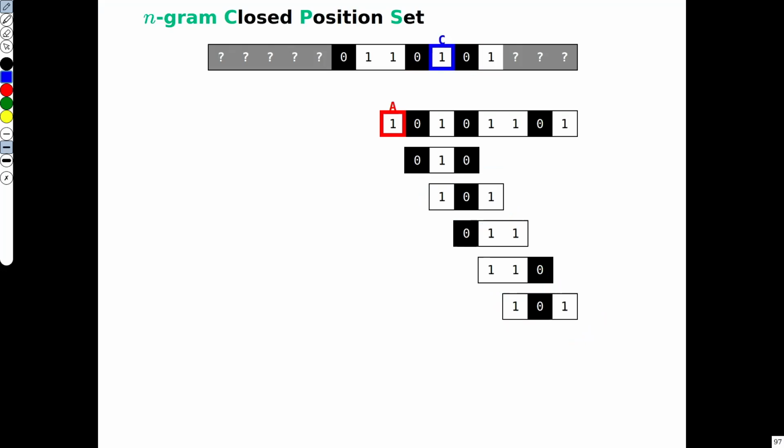Of course, we're not always that lucky. For example, if we try to determine this, we need to look for n-grams that start with 0 and 1. And here we have 0, 1, 0, and we have 0, 1, 1. So here the execution splits non-deterministically.